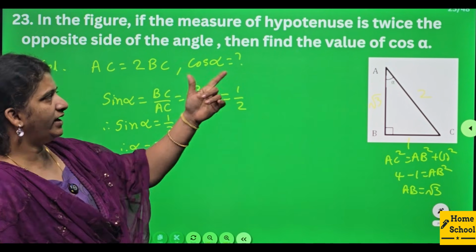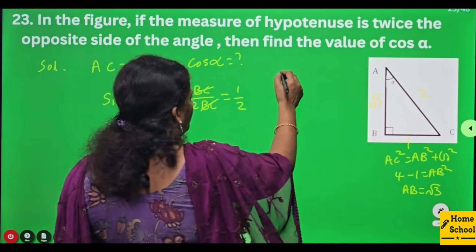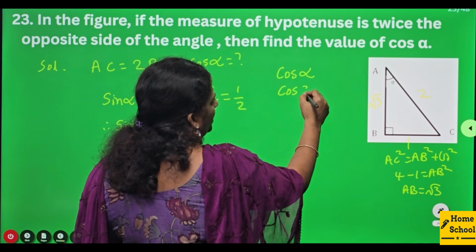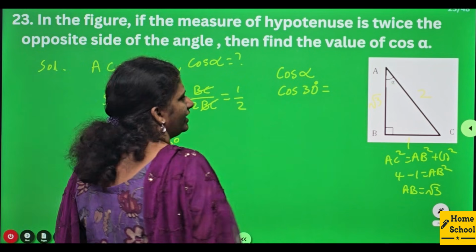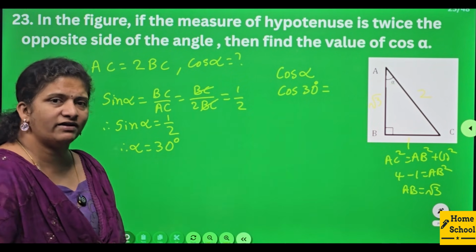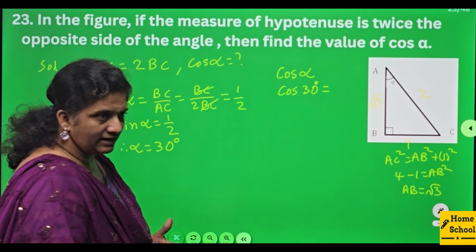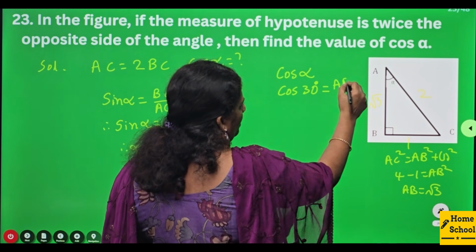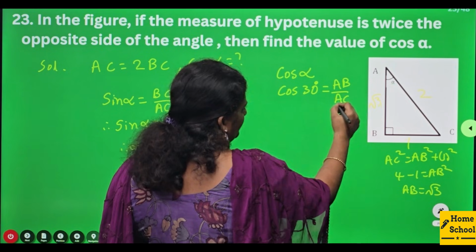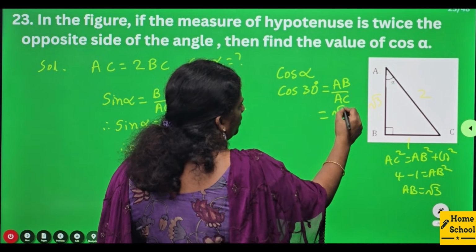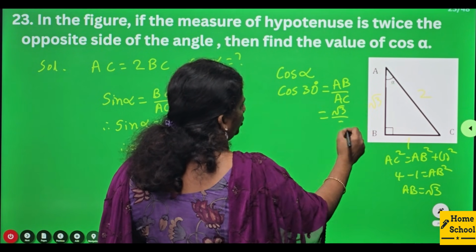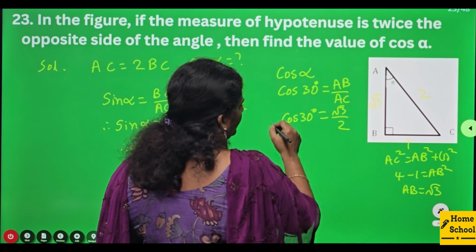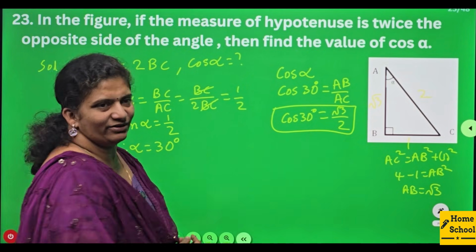Now we are going to find cos alpha. Cos alpha is nothing but, alpha value is 30 degree, that is equal to, directly you can write cos 30 value is root 3 by 2. Or else, for cos 30, the adjacent side is AB, hypotenuse is AC. Now what is AB? Root 3. AC is 2. Therefore cos alpha or cos 30 degree is equal to root 3 by 2.